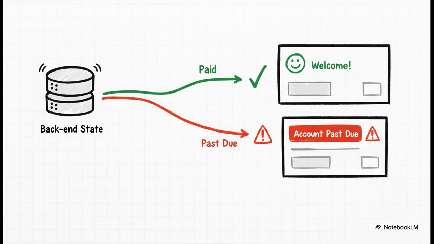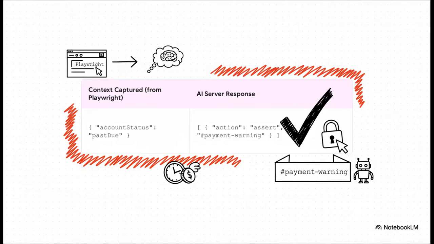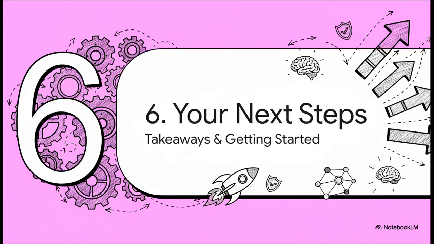And for the final boss of brittle tests, what about a UI that changes based on live data from the backend? Like, say, a user's billing status. Traditional tests just can't handle this gracefully. Here, we're using Playwright. The context engine sniffs out the state and sees, uh-oh, the account status is past due. It sends that info up, and the AI immediately sends back a command, assert that the payment warning banner is visible. The test is adapting to the data, not just the UI code. It's so much smarter.